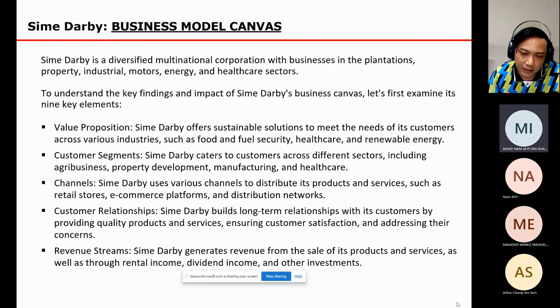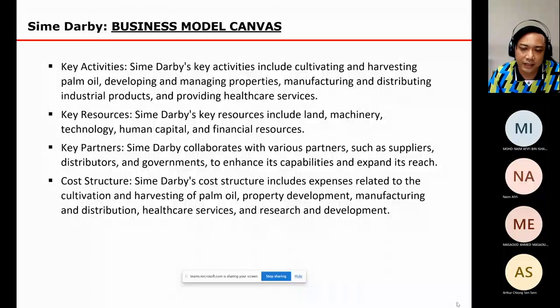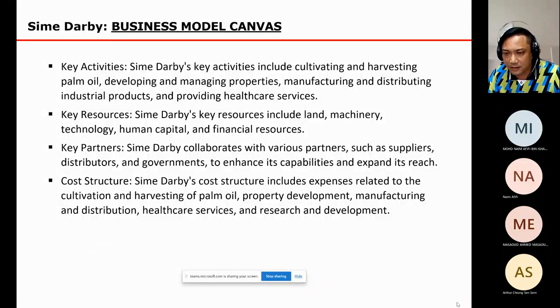Then for the business channels, Sime Darby's channels come from the dealerships and retail outlets for automotive products and services, and then direct sales and partnerships for the industrial and engineering businesses. It is also supported by channels from logistics and transportation services for the logistics business itself. Next, of course, the channels are the healthcare facilities and partnerships for the healthcare businesses.